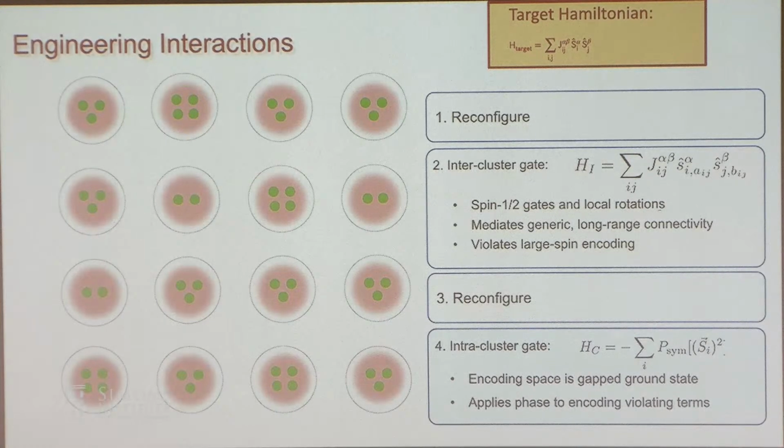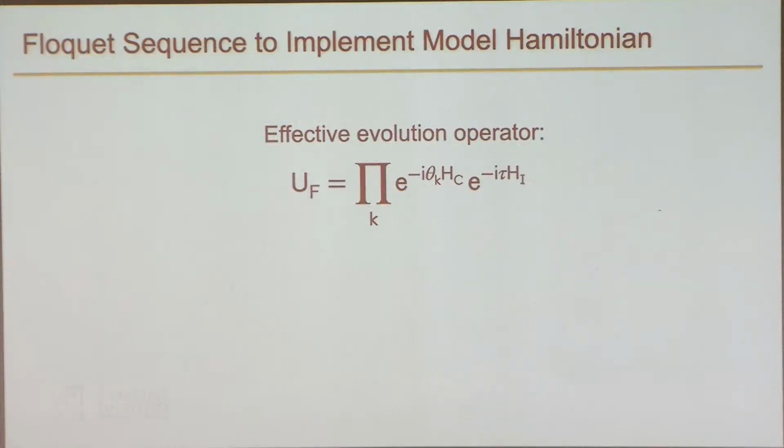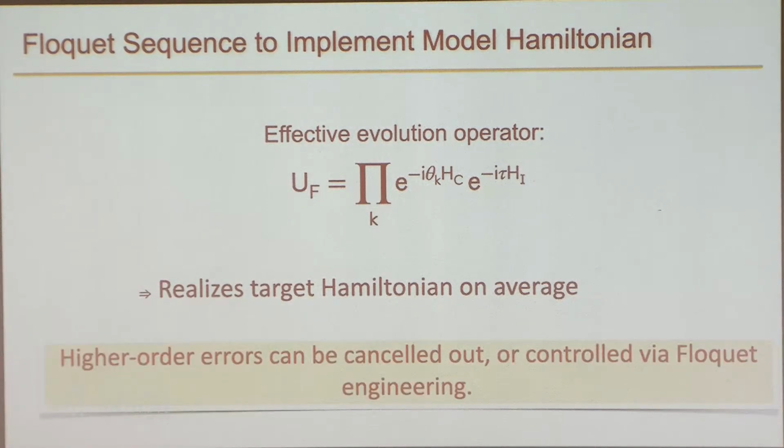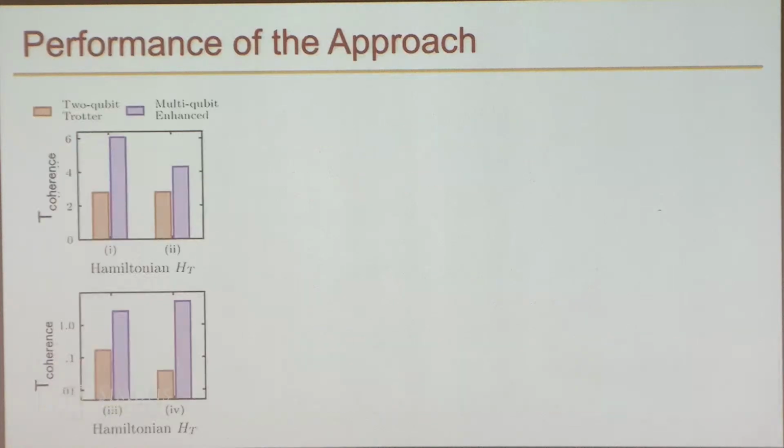And then we combine these two and mix the inter- and intra-cluster states in a Floquet-type manner. The nice thing is that one of these two angles actually doesn't have to be small. So this makes the whole thing a bit more efficient. And this realizes the target Hamiltonian on average. The nice thing about the Floquet engineering, as usual, is that higher-order errors can be canceled out, or if we want higher terms, we can also explicitly take them into account this way. And we have a couple of examples of that, but I'm not going to show this. If you want to see it, I can show you later.